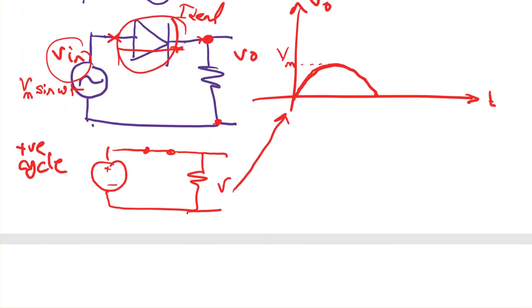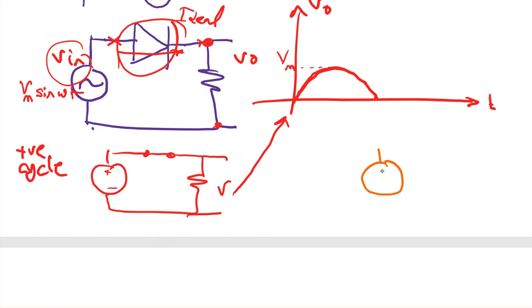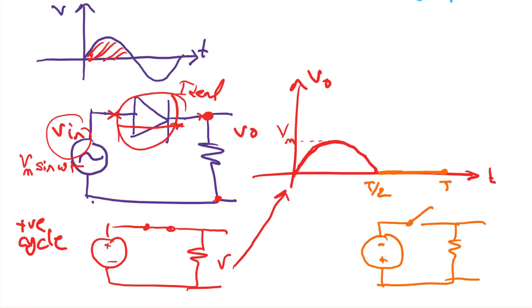Now, in case of a negative half cycle, what I'm going to have is the following. In the negative half cycle, that will be negative, positive, and this is my diode, and it will be represented as an open circuit, because simply the voltage here is less than the voltage here, and therefore we will be having a 0 output. So this is the full period T, this is T over 2. In the positive cycle I have this one, in the negative cycle I have a zero output voltage.